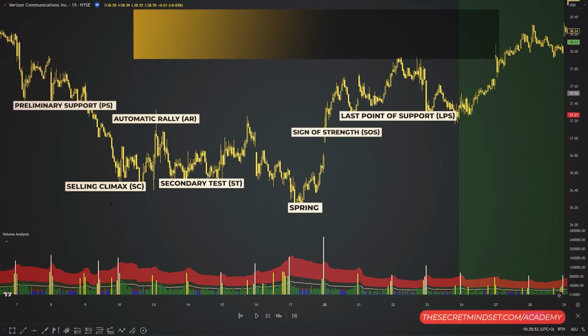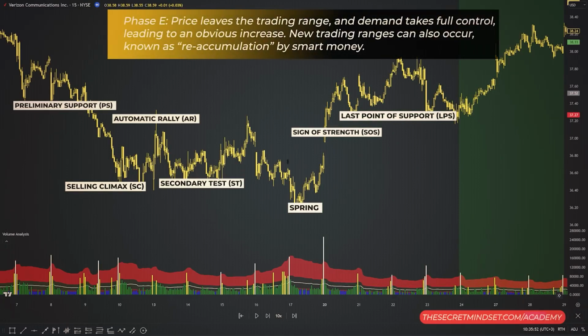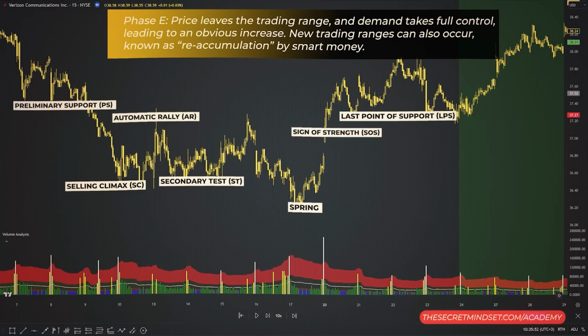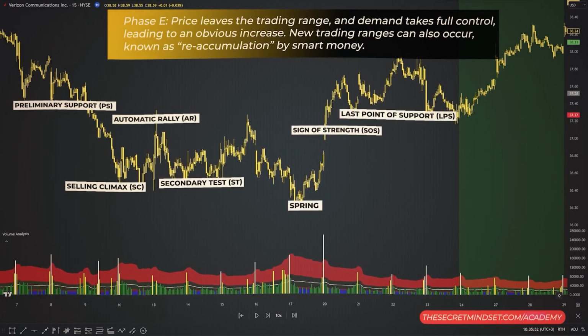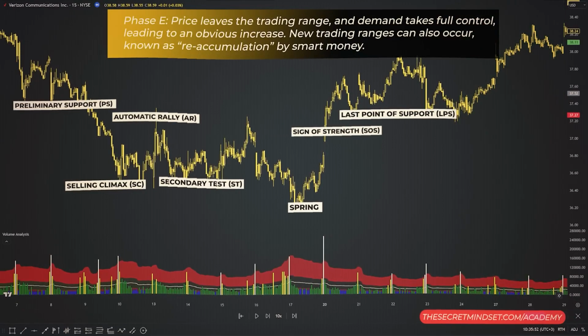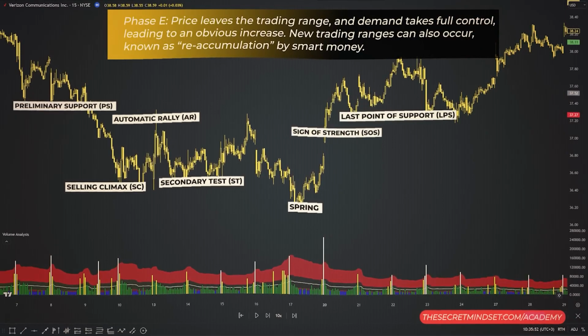And finally, we have phase E. This is when the price leaves the trading range and demand takes full control, leading to an obvious increase. New trading ranges can also occur, known as reaccumulation by smart money. These ranges are like stepping stones toward even higher price targets.